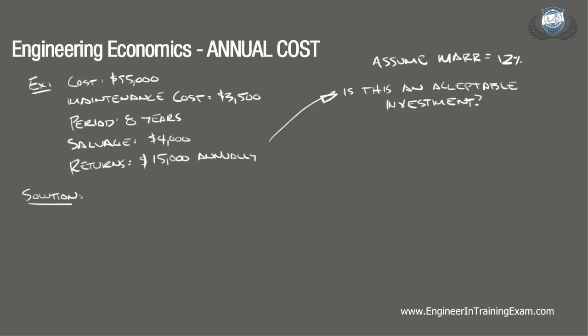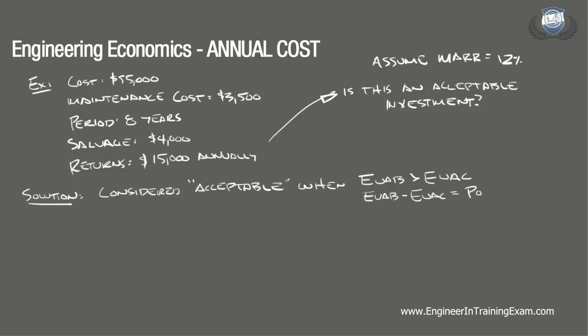So here's the solution. The goal is to determine if the $55,000 investment in a new machine would benefit the firm. When we evaluate a single investment using an annual cash flow analysis, the investment is considered acceptable when the equivalent uniform annual benefit, or EUAB, is greater than the equivalent uniform annual cost, or EUAC. Or in other terms, EUAB minus EUAC is positive at the desired MARR. The MARR for this particular investment is 12%.